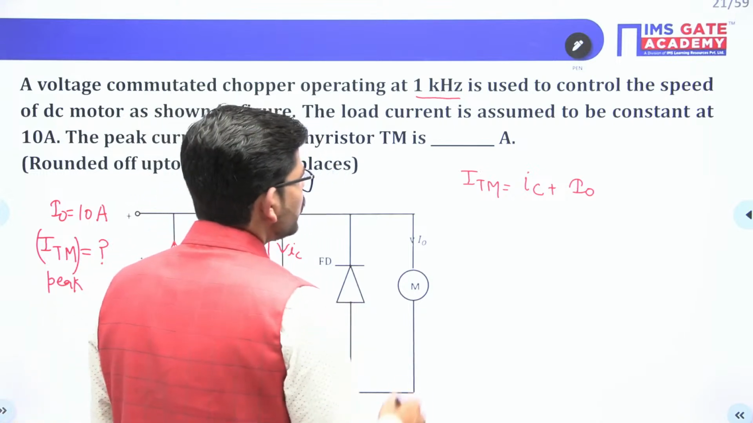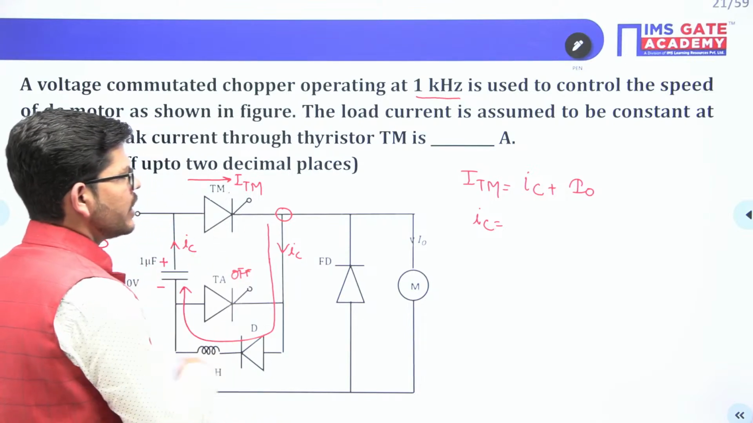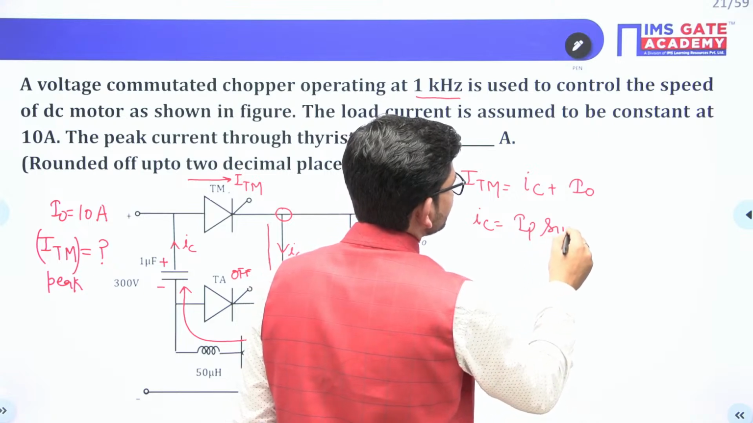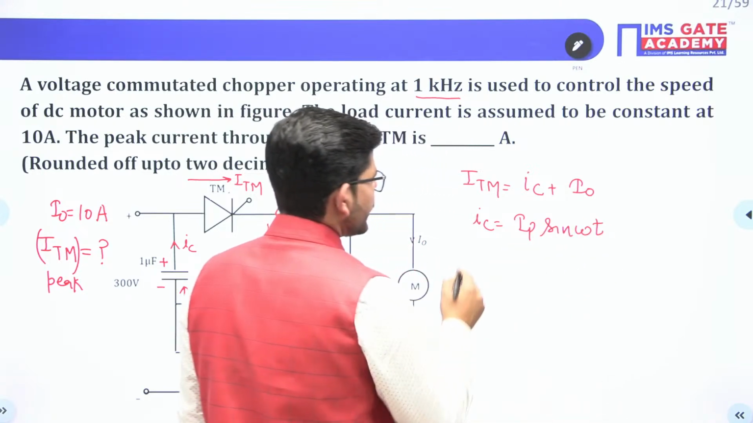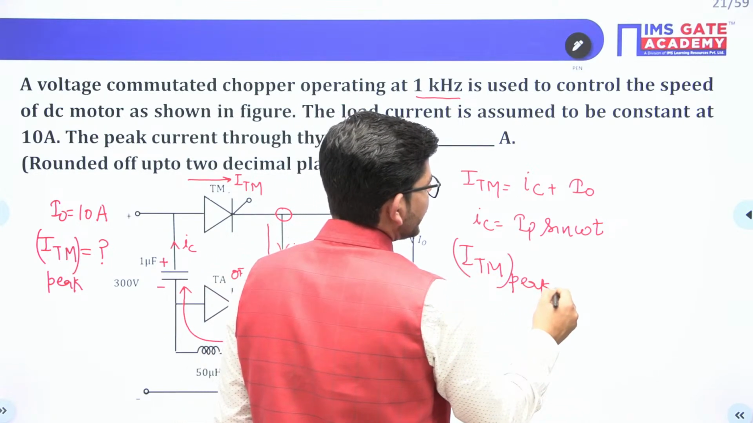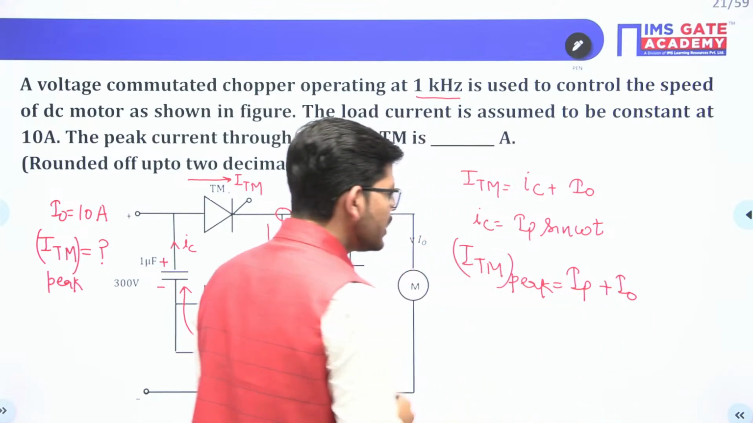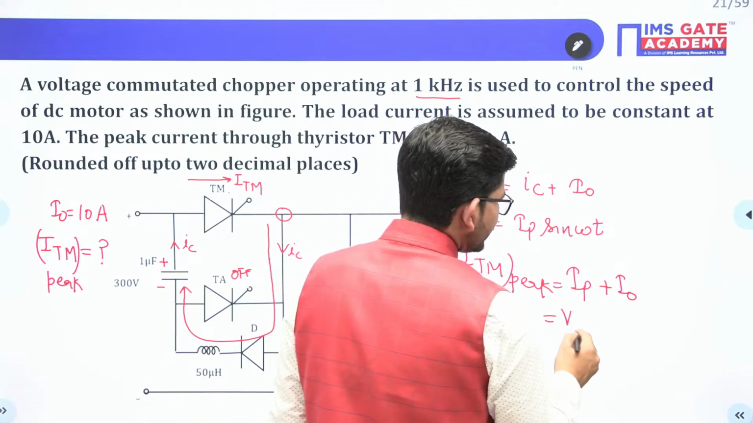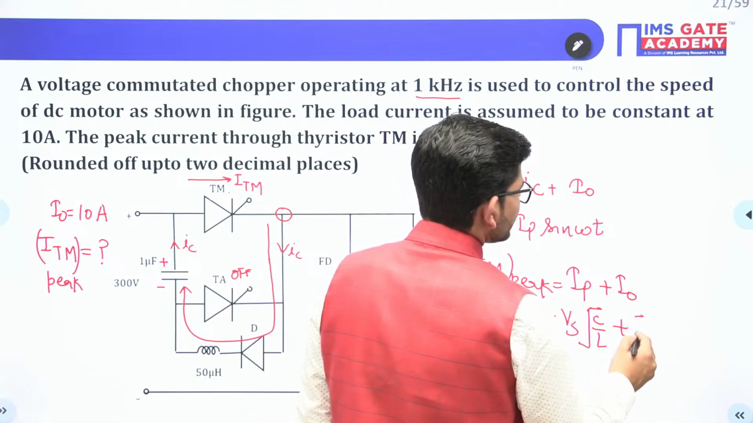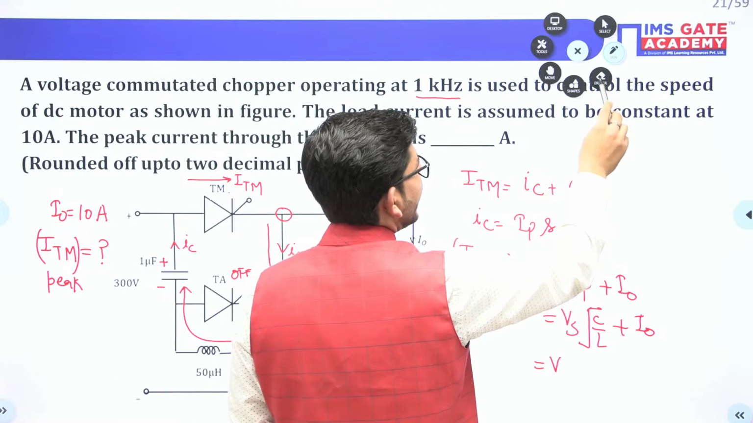Okay. Now you know what is IC. Whenever we have an LC combination, the current is IC equals IP sin omega t. So when it comes to the peak value of thyristor current, we have to take the peak value of IC, and this will be the current. Now what is IP? IP is calculated by the formula Vs under root C by L plus I naught. Now everything is given to us, guys. Just put the formula and get the value.